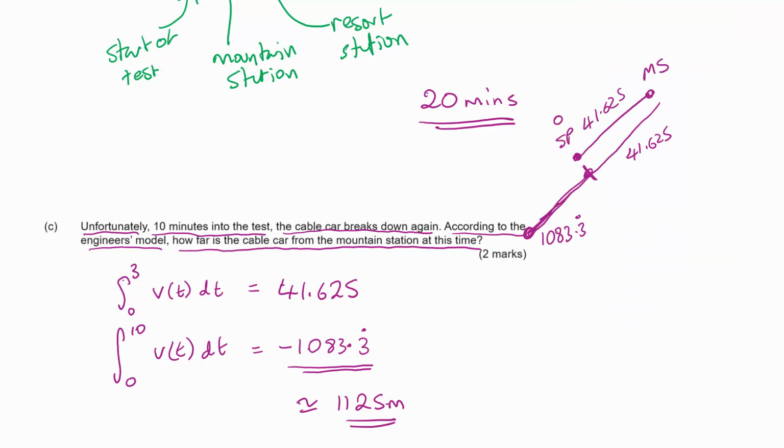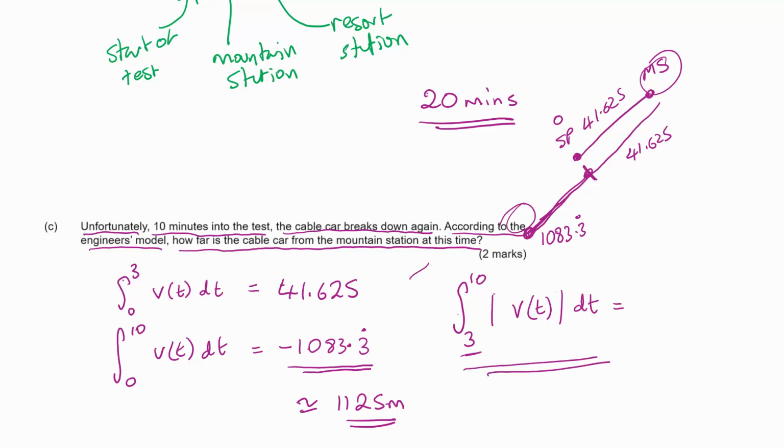There are, of course, other ways of doing that. What you could do is just take the time from 3 to 10, and if you do the modulus of v of t dt, it'll ignore the negative sign, and you'll get the distance travelled from t equals 3 when it's at the mountain station to t equals 10 where it stops. So that would be another way of doing the same thing, possibly simpler than what I did in the first place.